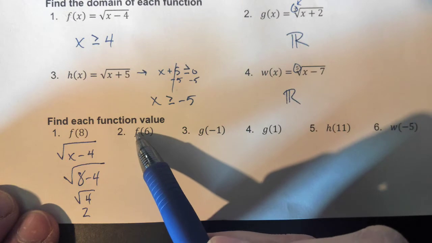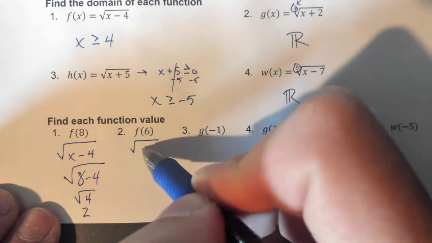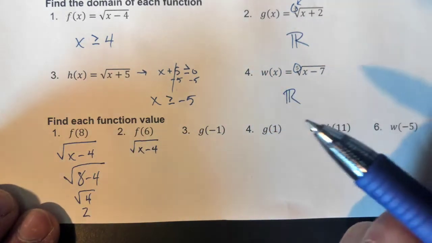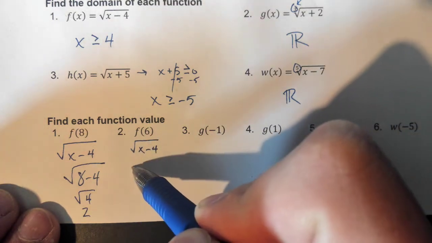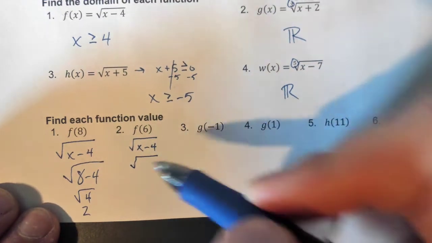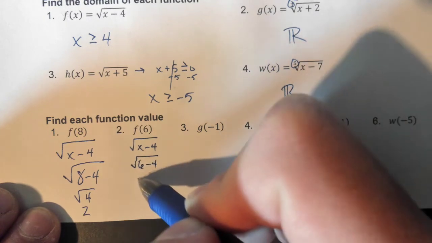Okay, number 2, again, we're using the f function. So I would write that down, the square root of x minus 4. And the square root of x minus 4, this time they say plug in 6. So 6 minus 4 is the square root of 2.